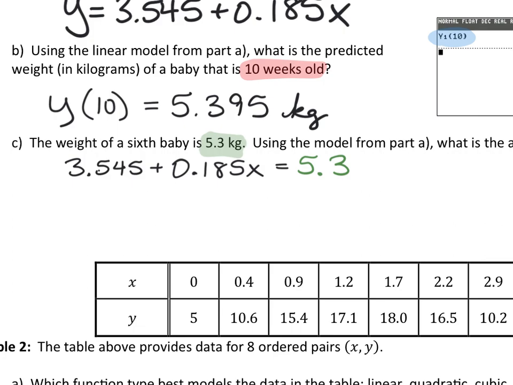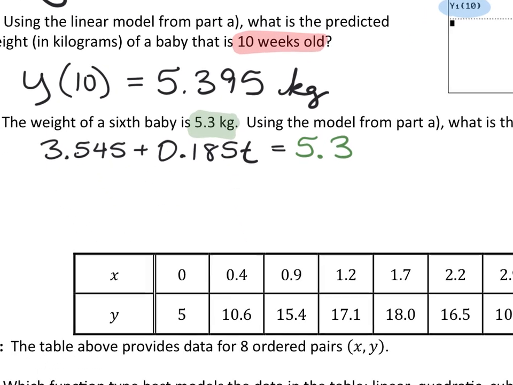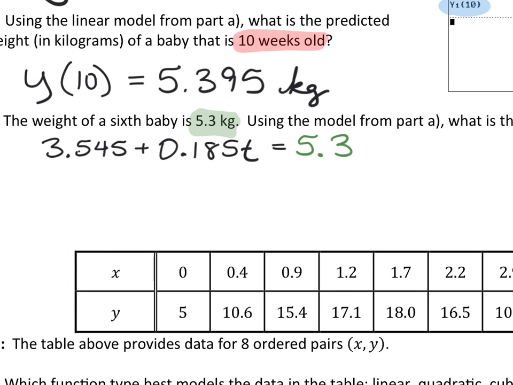You know what I'm just realizing? And I'm going to go back and change something. We shouldn't be using the variable x. What should we be using? A t. Let's go ahead and change that. Consistency is important. Doesn't really change anything, I know, but time. That way we know we're looking for weeks, that this is the time in weeks that the baby has been alive.